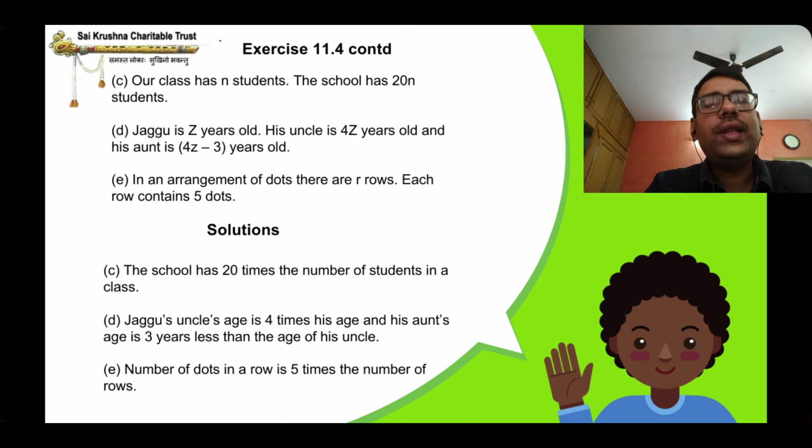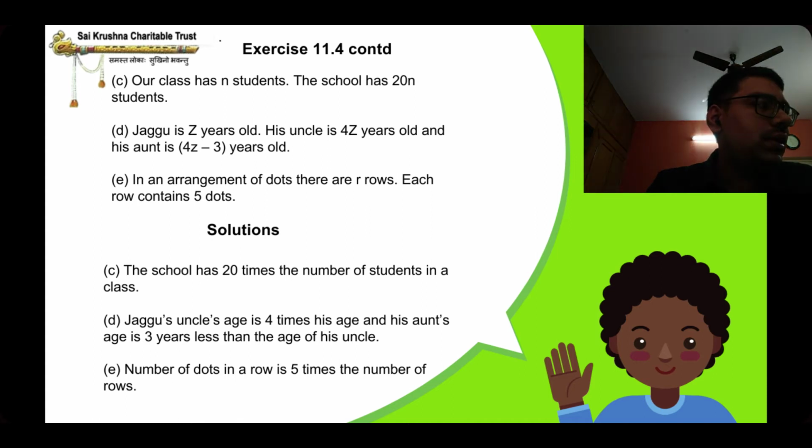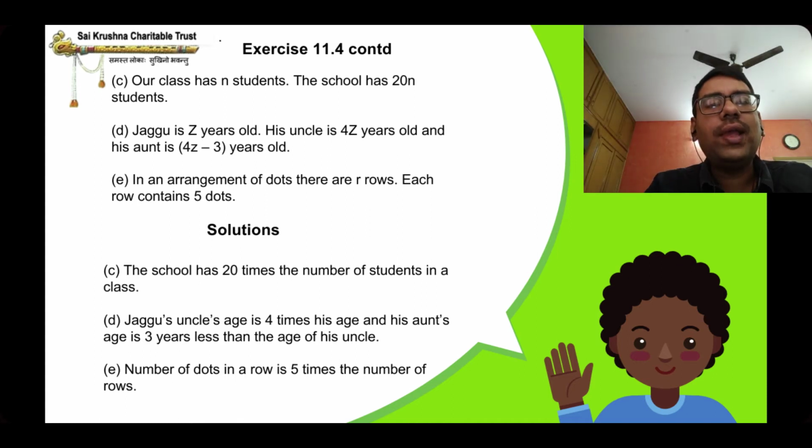Okay, part e. In an arrangement of dots, there are r rows. Each row contains 5 dots. We'll take an example. In one row you have 2 dots. In 5 rows, how many dots will there be? 5 into 2, 10. Same way, in an arrangement of dots there are r rows and each row contains 5 dots. So the number of dots is 5 times the number of rows. So 5 into r is the answer.